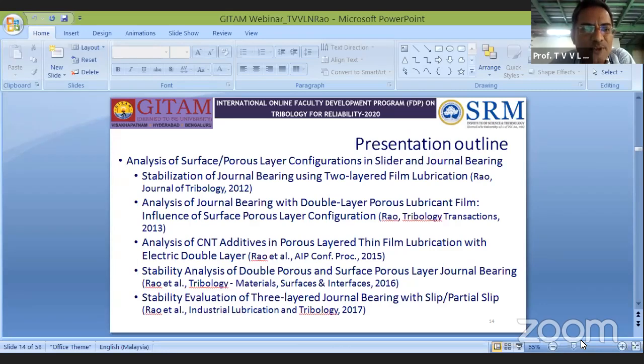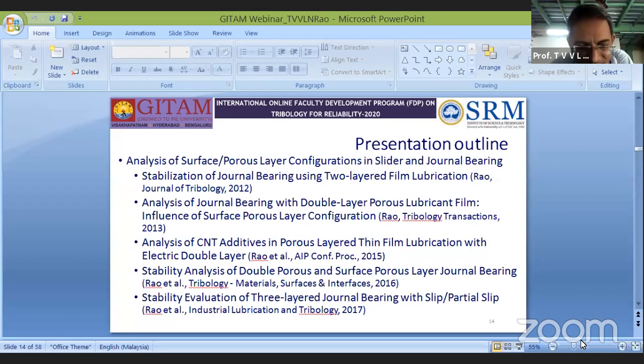And then we have lined up a couple of more papers, which are basically an extension of the first two fundamental works. The later papers involved some kind of a thin film with electric double layer, considering the porous layer, and even including the nanoparticles like CNT additives. And then we had the stability evaluation of the double layer porous surface, or even the three layered bearing with the slip and partial slip.